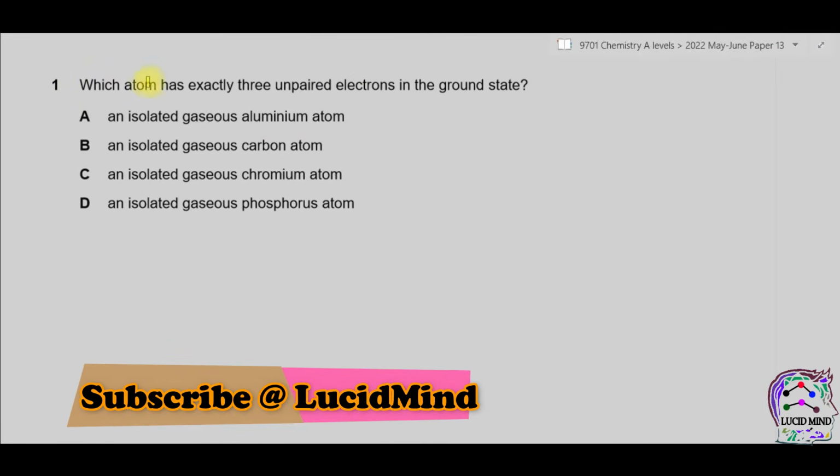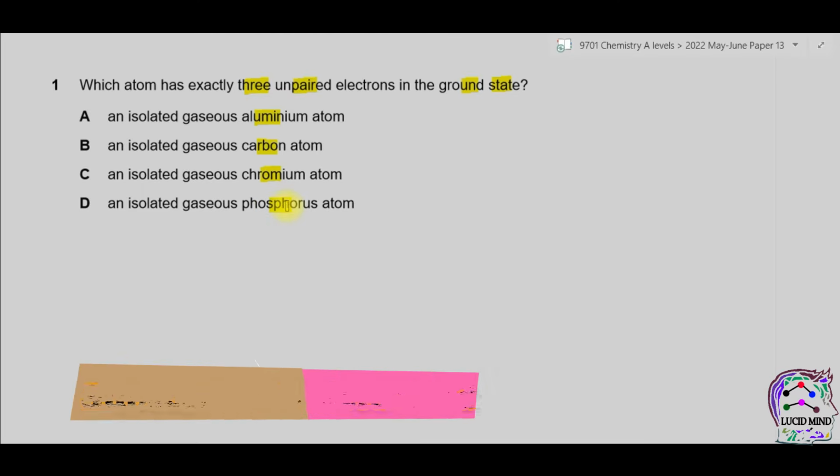Question number 1. Which atom has exactly 3 unpaired electrons in the ground state? They have given an isolated gaseous aluminum atom, similar carbon atom, a chromium atom, and a phosphorus atom. Let's first find out the atomic numbers. From then we can find out the number of electrons and do the electronic configuration.